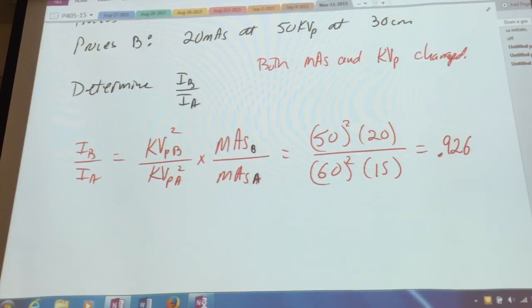Okay, after the number comes the sentence. The interpretation. Write down some verbal expression of what you just calculated. That the intensity of B is 0.926 times the intensity of A. Fair enough.